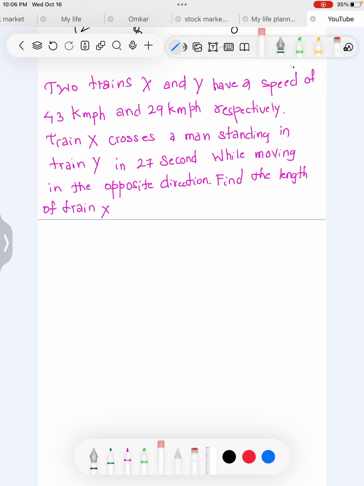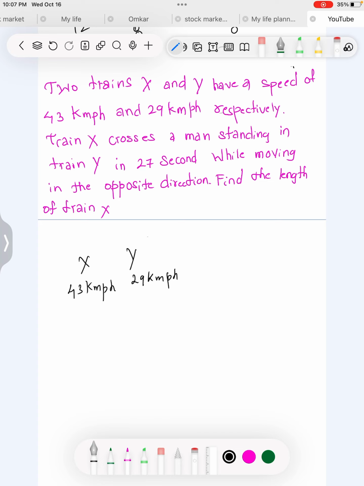So now let us continue with the IBPS previous year's questions. So in this class, let us see what is the question. There are two trains, X and Y, having speeds of 43 kilometers per hour and 29 kilometers per hour respectively.